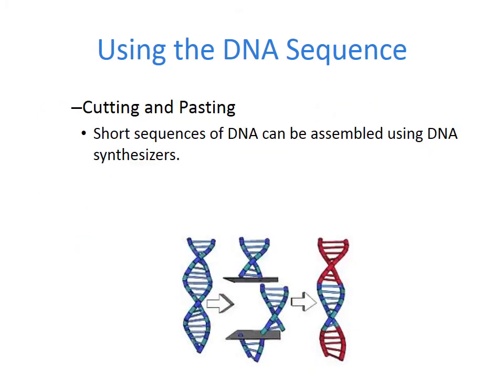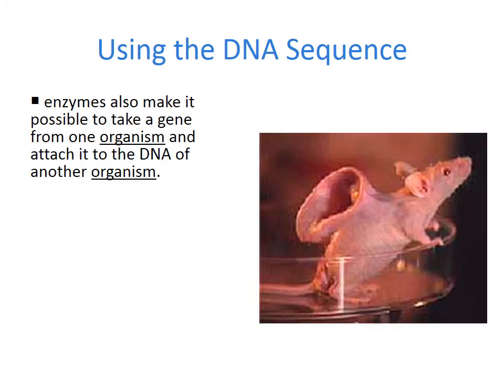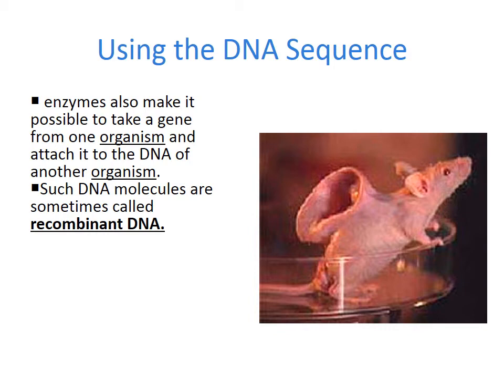One thing they can do with these sequences of DNA is they can cut and paste them. Now remember, we had what we call the sticky ends. So you can take that same section off of one piece of DNA and insert it into another piece of DNA, maybe from another organism. So these synthetic sequences can be joined to natural sequences. Obviously they use enzymes to splice the DNA together. So enzymes also make it possible to take a gene from one organism and attach it to the DNA of another organism. And these molecules are called recombinant DNA. You've recombined different genes. And that's kind of how they got this. You may or may not remember this picture, but it's a human ear that was grown on the back of a mouse. And no, the mouse can't hear from it, but it looks kind of cool, I think.